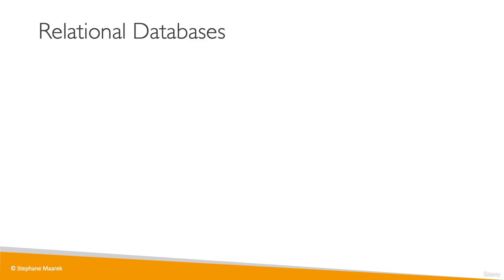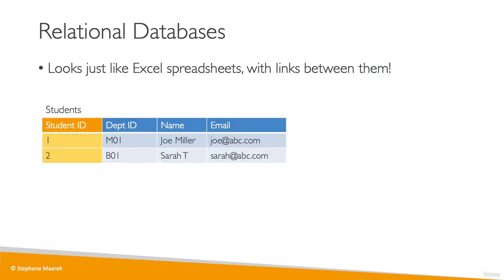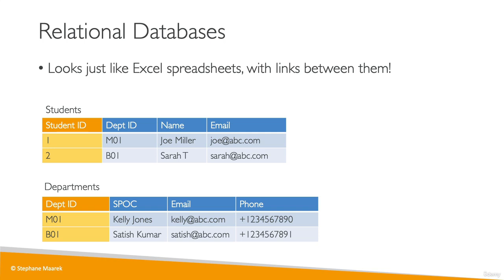So the first kind of database that has been very common and is still very common today is called relational databases. If you've used Excel before, you know Excel spreadsheets. This is just the same as Excel spreadsheets, but you have links between each table. For example, we have the students table, with 4 columns: a student ID, a department ID, a name, and an email. Then you would have a second spreadsheet called the department spreadsheet, which takes the department ID and adds more information. In a relational database, you are defining a relation between the department ID, the second column in the students table, and the first column of the departments table.